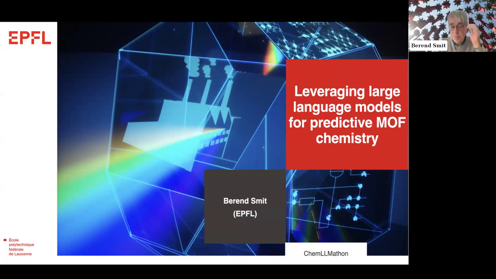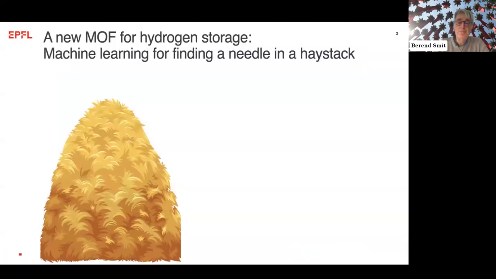So the focus of my work is in the context of metal organic frameworks and machine learning, and why we do that, and I will explain that a little bit later. But let's first think a little bit about machine learning and why we're doing this.